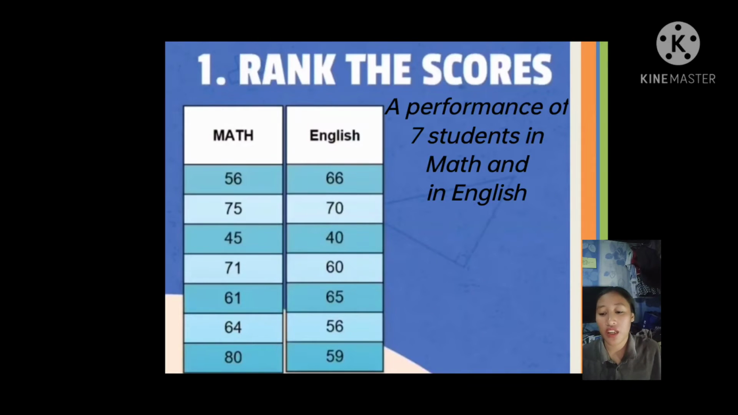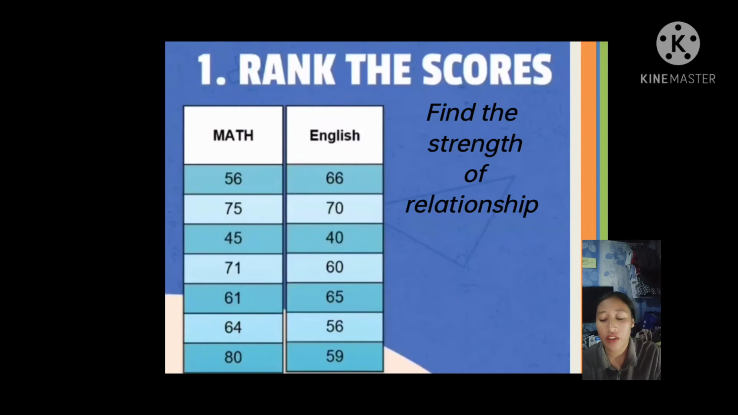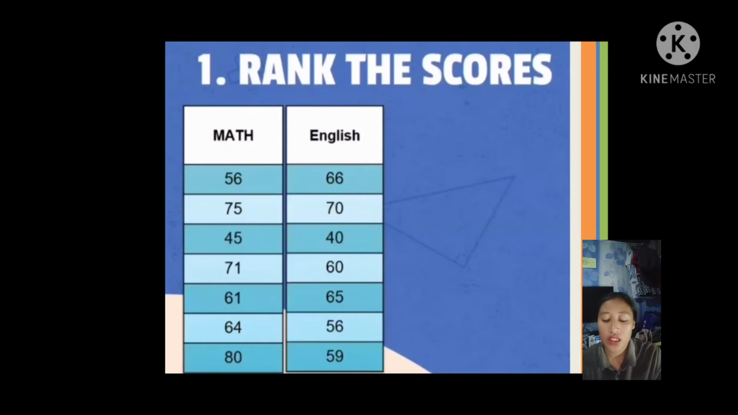So I have here an example: the performance of 7 students in math and in English. In math, there are 56, 75, 45, 71, 61, 64, and the last is 80. So we will proceed now in English. The first student took 66, second is 70, next is 40, and then 60, 65, 56, and 59.